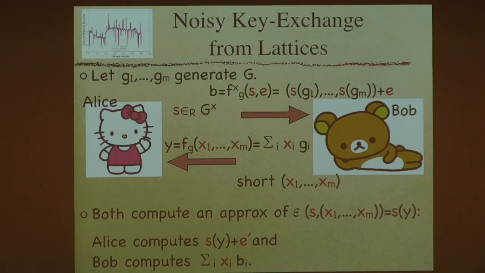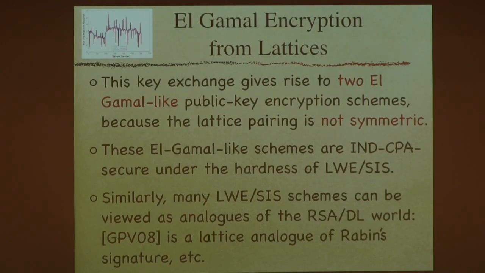And we have to decide on some rules. Alice is going to perturb s(y), and Bob is going to compute the sum of the x_i b_i directly. But you're convinced that now we have some kind of Diffie-Hellman-like lattice-based key exchange, except that it's noisy. So it's going to create some complications. But the good thing is that now I can obtain ElGamal encryption, because any Diffie-Hellman key exchange gives rise to an ElGamal encryption.